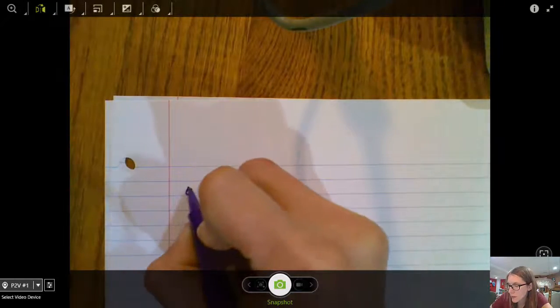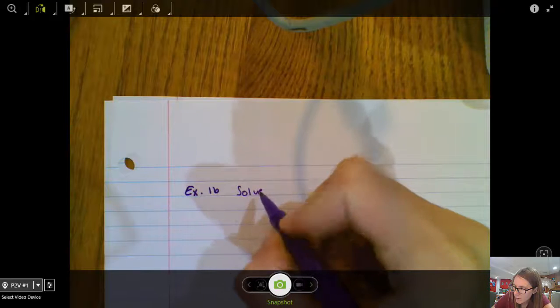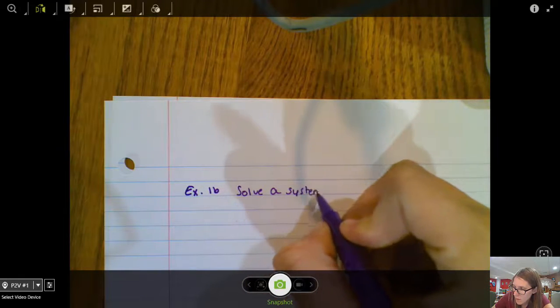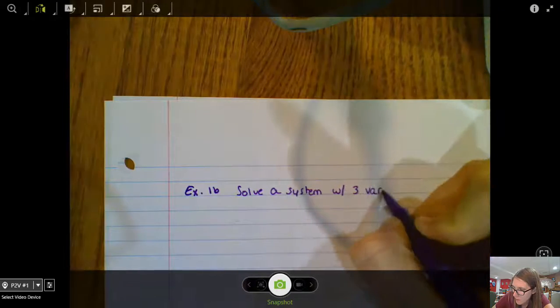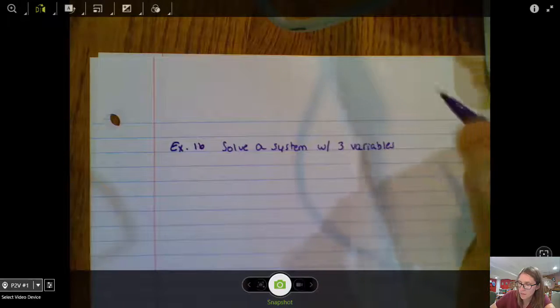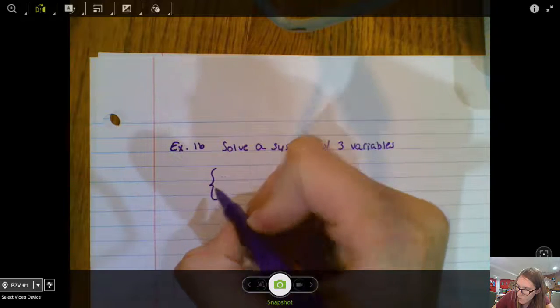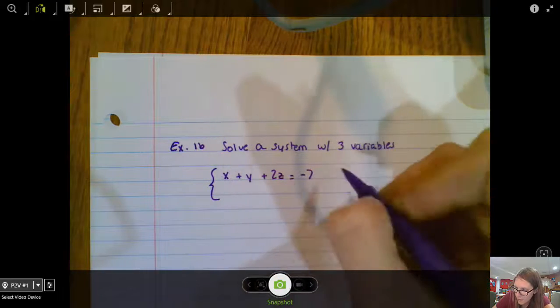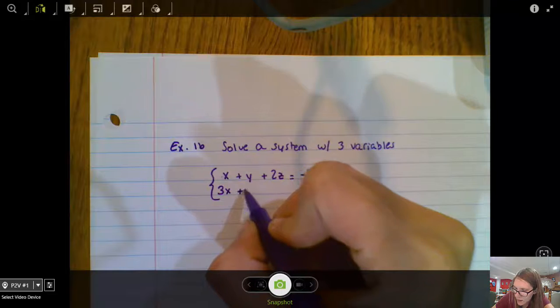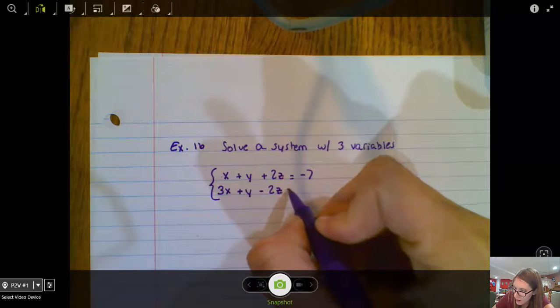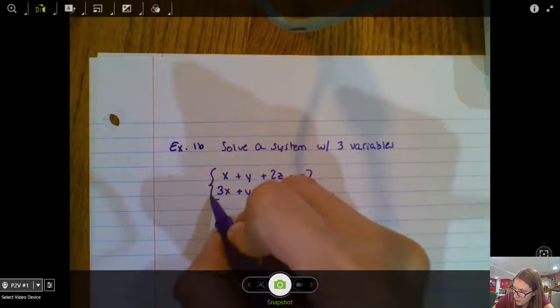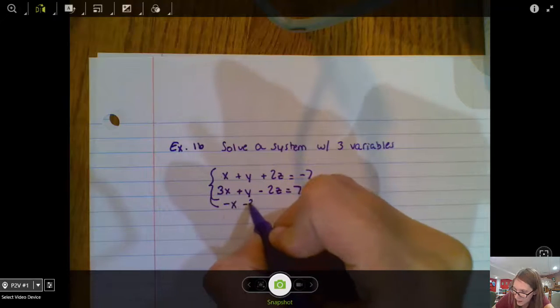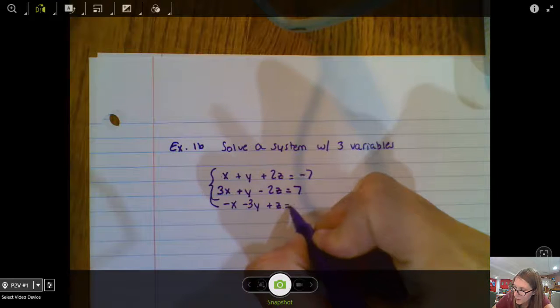All right, second example of solving a system of equations with three variables. This is example 1b here. Let's solve our system. x plus y plus 2z equals -7. 3x plus y minus 2z equals 7. And then -x minus 3y plus z equals -9.